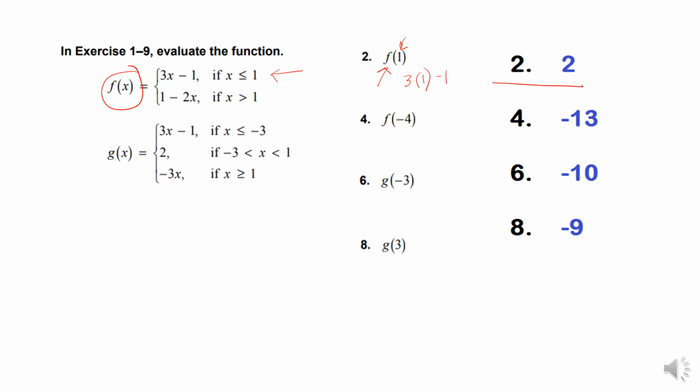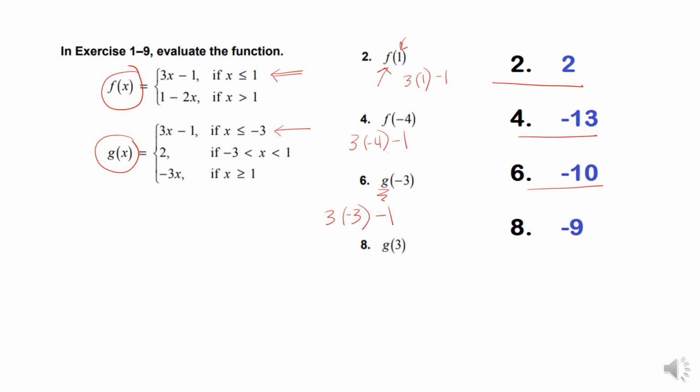Okay, for this one, when does x equal negative 4? Again, it's going to be this one. So I plug that into the top equation. 3 times negative 4 minus 1 is negative 12 minus 1 is negative 13. Now I'm moving to the g function, and where in the domain does x equal negative 3? So I can see that applies here. So I'm going to go 3 times negative 3, which is negative 9, minus 1 is negative 10.